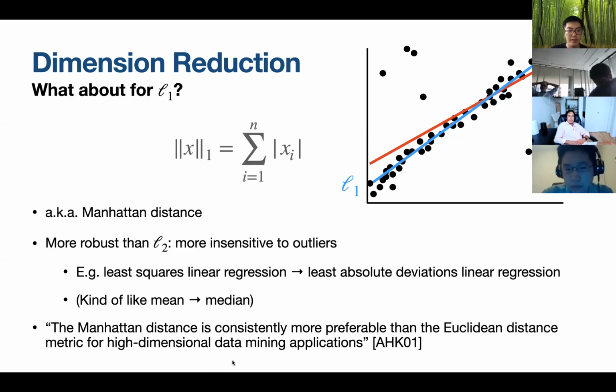And because of this property, it's known that the Manhattan distance is consistently more preferable than the Euclidean distance or the L2 distance for high dimensional data mining applications. So we're really interested in getting these dimension reduction results for L1 rather than L2.